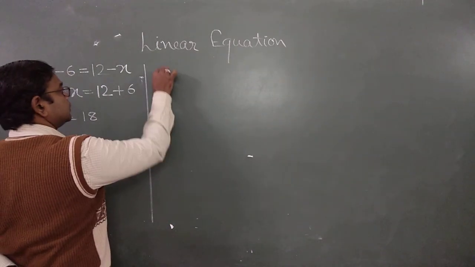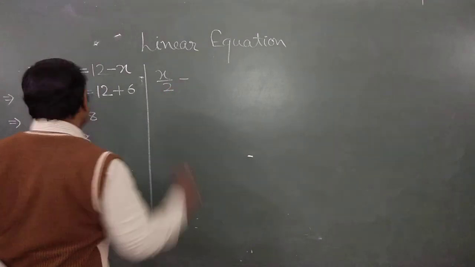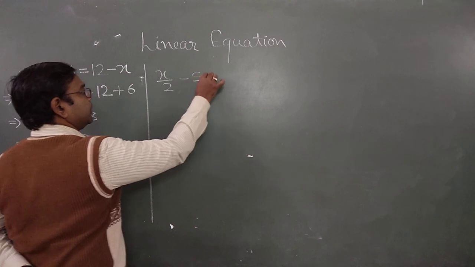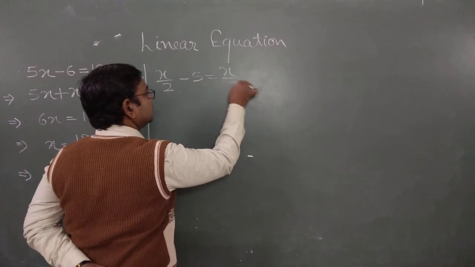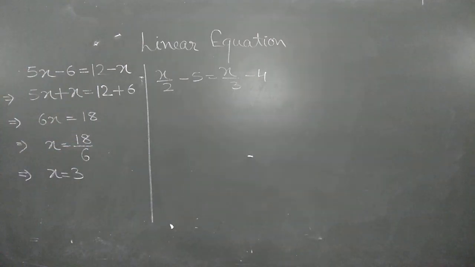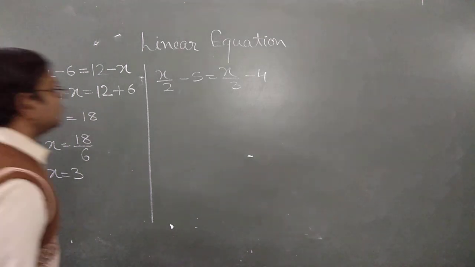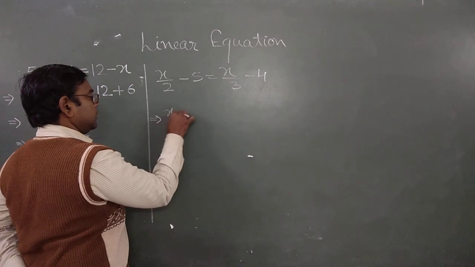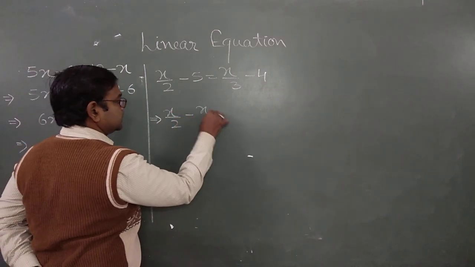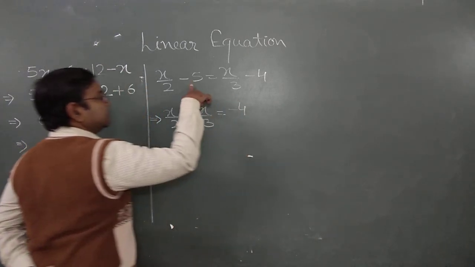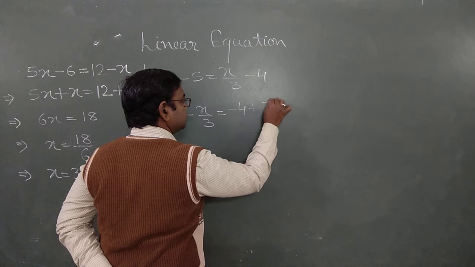Another is x upon 2 minus 5 equals x upon 3 minus 4. This is a tiny part, please avoid, please adjust this one. Now what I told you, we shift the variable to one side. These are terms with variable. So x upon 2 minus x upon 3 equals, we have minus 4, and this minus 5 transposed to this side, we have plus 5.